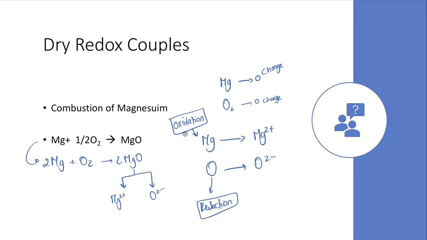Now, can we comment whether this is a redox reaction or not? Yes, it is a redox reaction because we have the transfer of electrons from Mg to oxygen. Although it's not as clear to see as in the previous ones, this is a redox reaction. Why do we call it a dry redox reaction? Because it's done in the absence of water. We don't need water to perform this reaction, and that's why we call it a dry redox reaction.